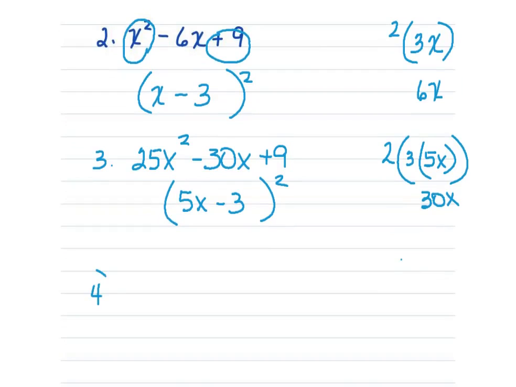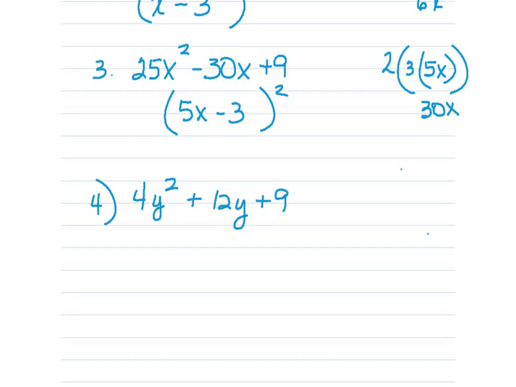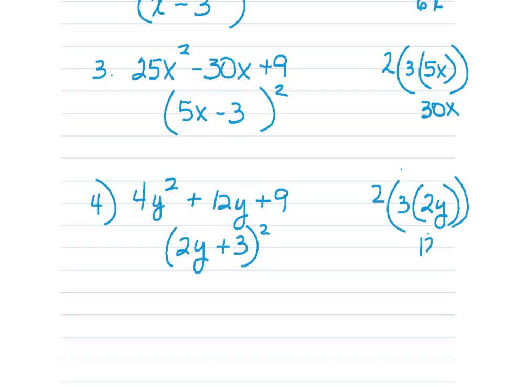Okay, number 4. 4y squared plus 12y plus 9. Try this one on your own. This is a perfect square trinomial. If you notice, the first term is a perfect square, and its square root is 2y. The last term is a perfect square, and its square root is 3. 2y times 3 is 6y. Doubled would be 12y, which is our middle term. So it does follow the pattern.